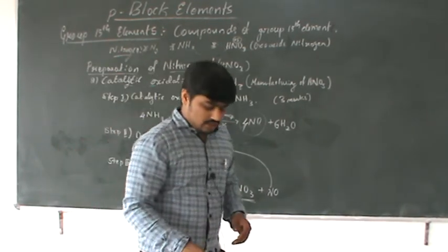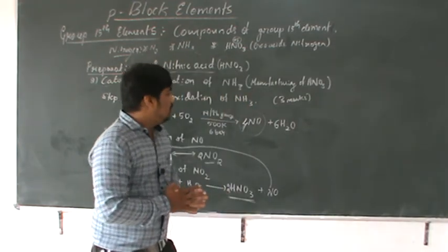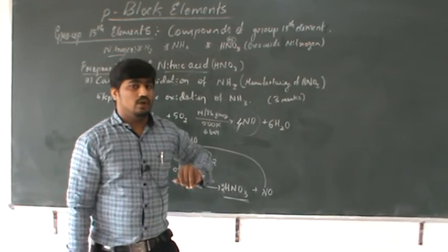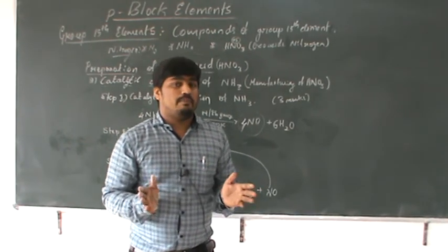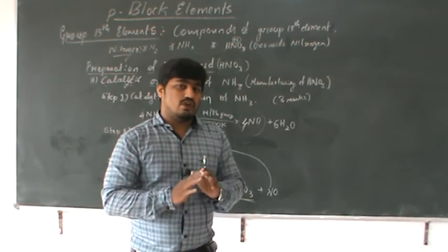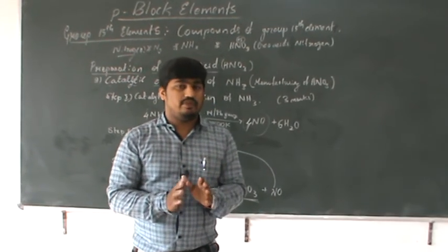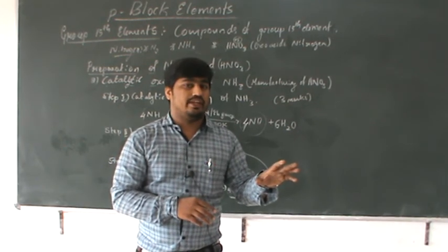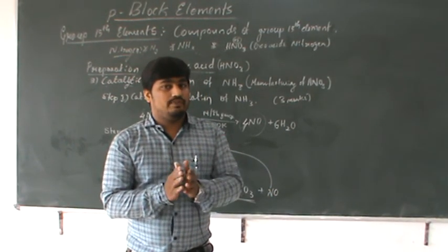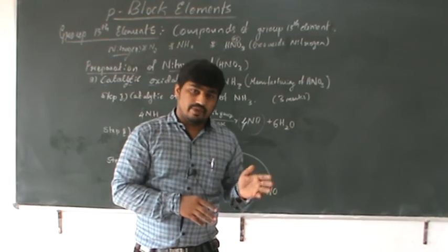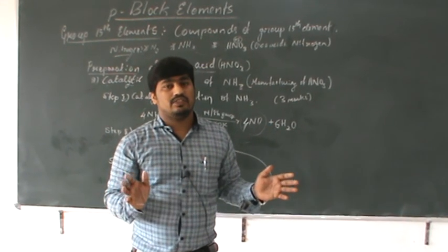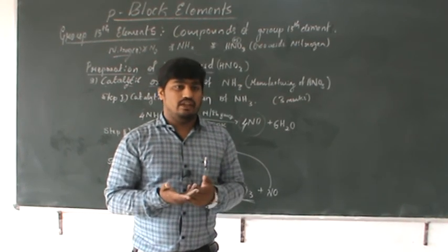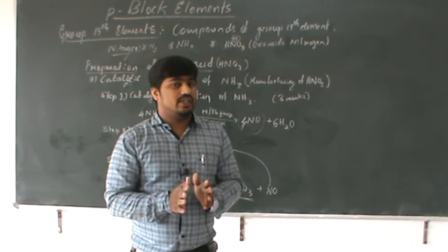Okay. So in the next video, we will discuss the last part of the 15th group elements. That one is phosphorus. Under phosphorus, only the oxoacids of phosphorus are retained and other parts were deleted. The allotropes of phosphorus and the manufacture of phosphine, all these are deleted. So if you need it or if you are interested, then only you study that part.